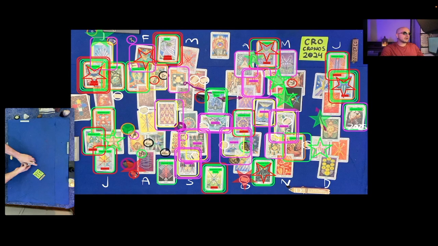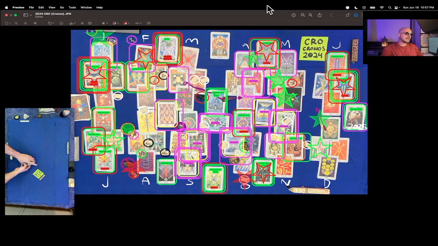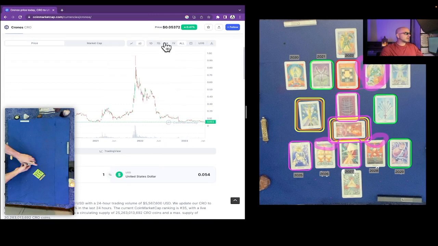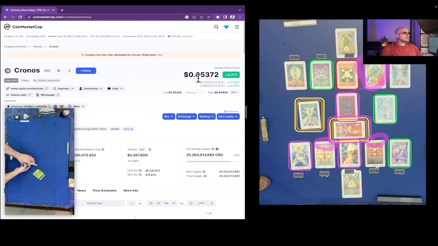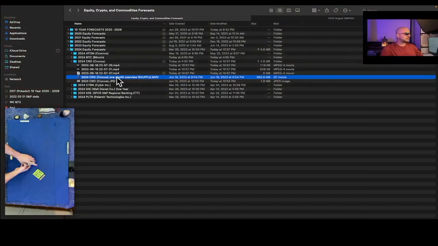This is the CRO one-year overview reading for the year 2024. It's currently June 18th, 2023, 10:57 p.m. Eastern Time. CRO at the time of this reading is currently 0.05372, or just over 5 cents USD. And the shuffle file we're about to play, which was created on June 16th, 2023 at 9:54 p.m. Eastern Time. That's this video right here.